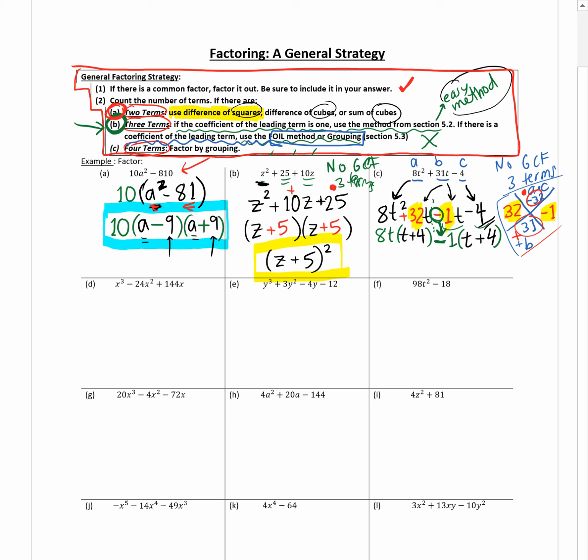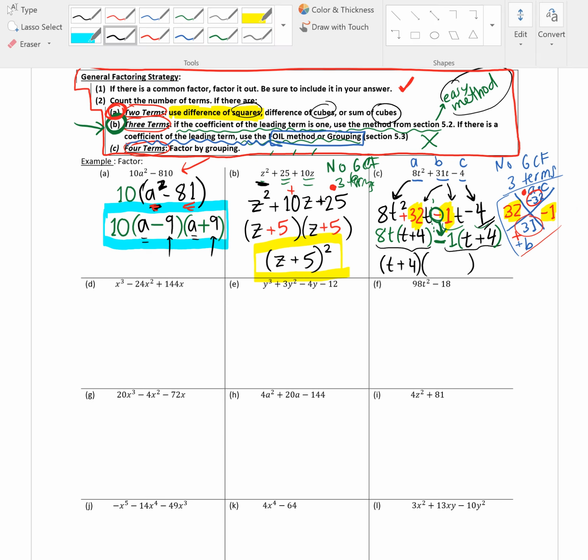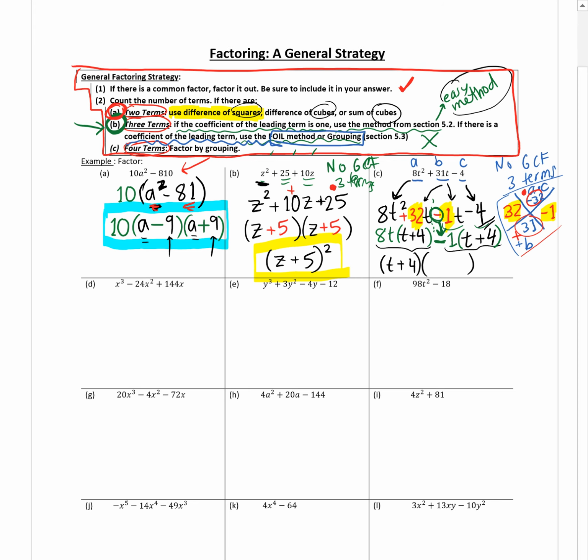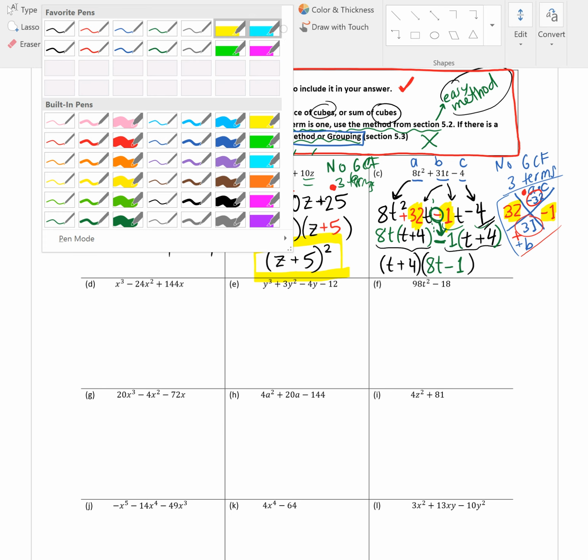And that's a good sign that this big term on the left and the big term on the right have the parentheses in common, t plus 4. That means I should be able to factor it out, and then the leftovers will go in the second parentheses. The leftovers from the first big term, you have 8t, and the leftovers from the second big term, you have negative 1. So there it is. That's the final factorization there.